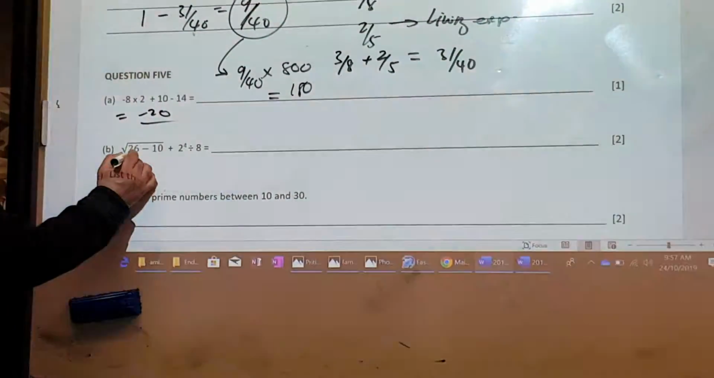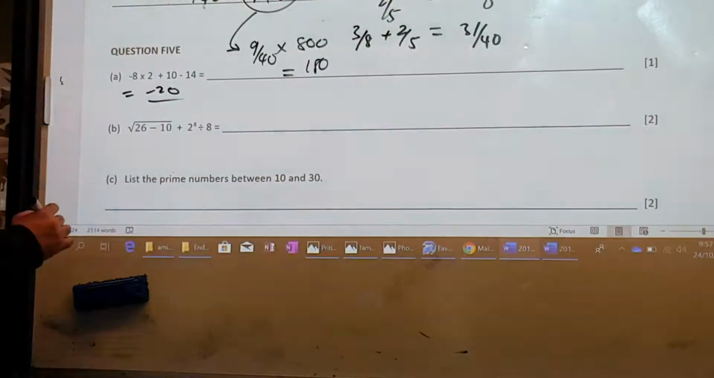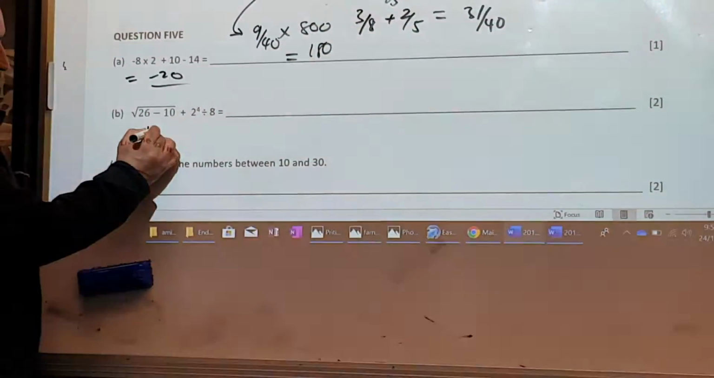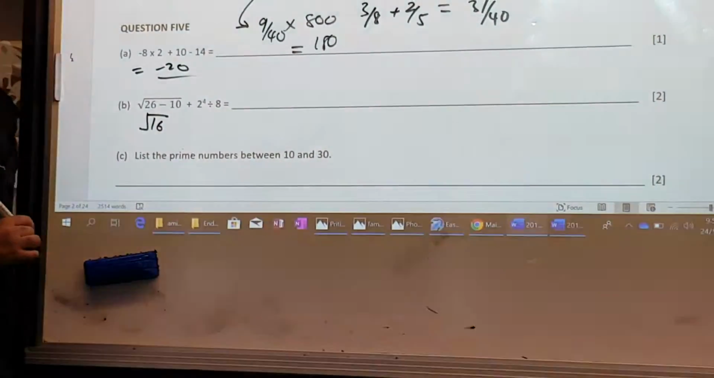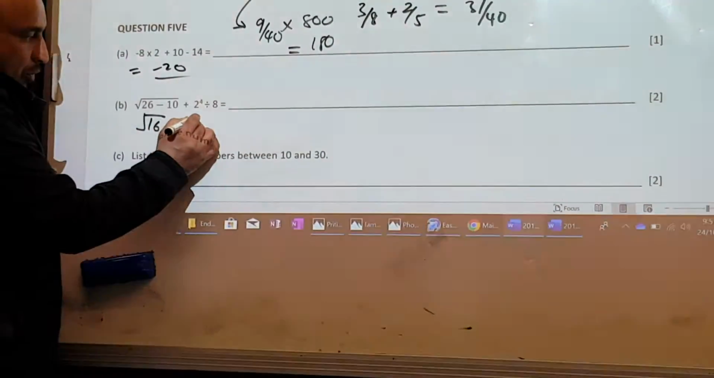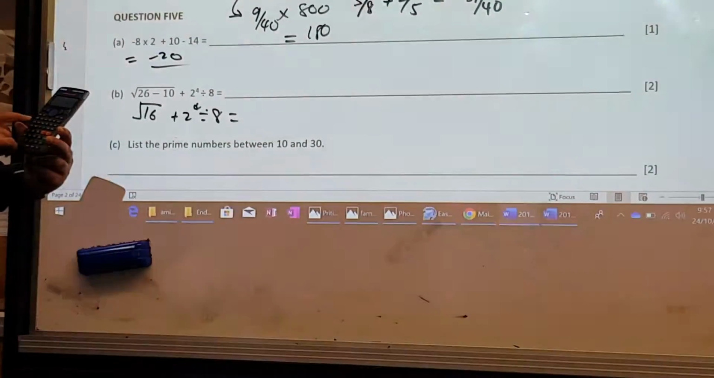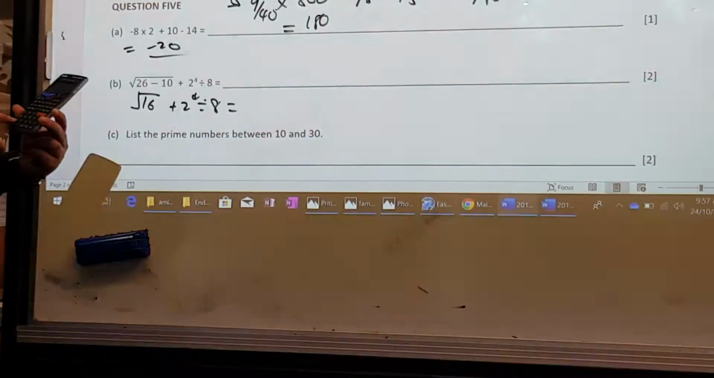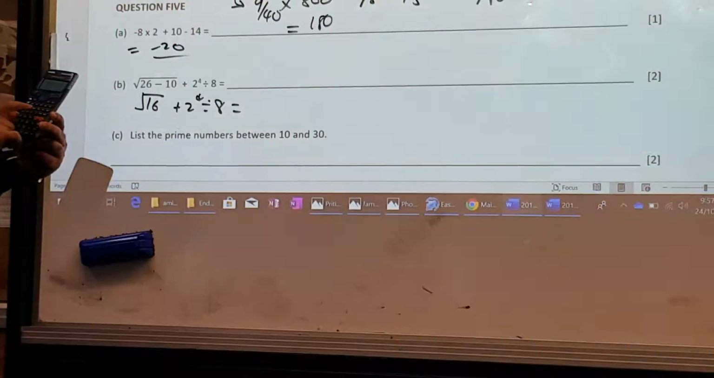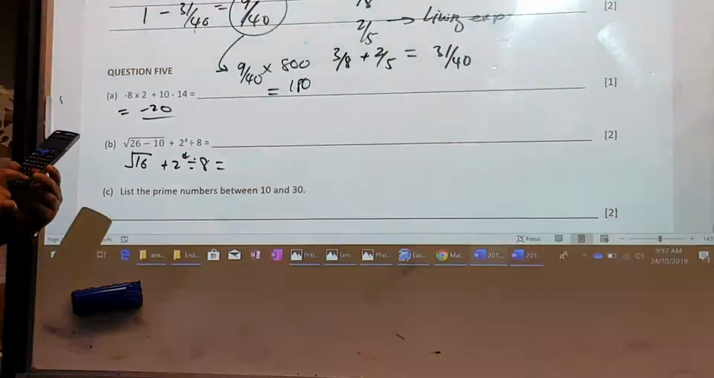Here, square root, what's 26 minus 10? 26 minus 10 is 16. Then you take the square root of 16. So you do this part first. Plus 2 to the power 4 divided by 8. I could just do that here. The square root is a button here, 16. Plus 2 to the power 4. Then divide by 8.